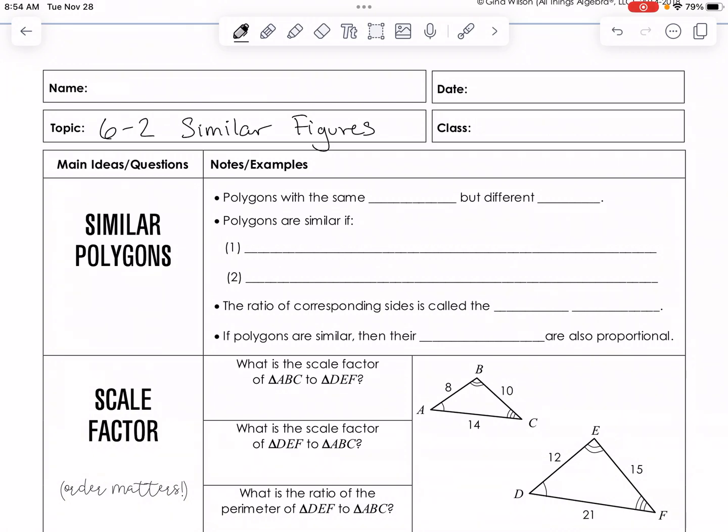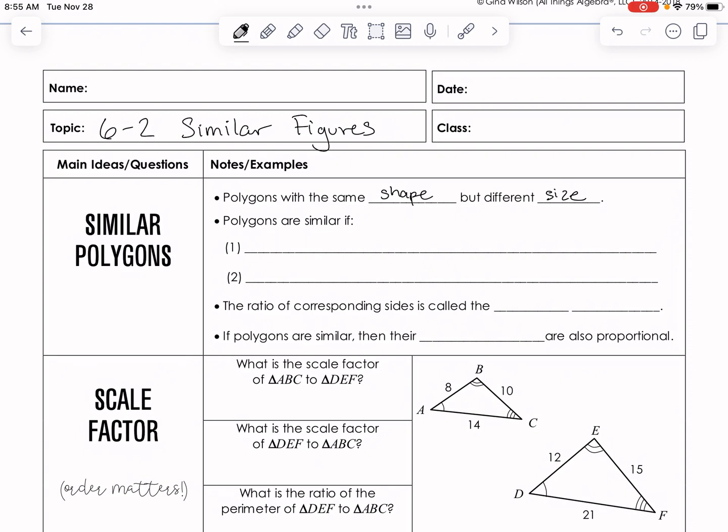All right, these notes are on 6-2, similar figures. So what is a similar figure? It is a polygon with the same shape but different size. Typically we'll see different sizes, but if you see two objects that are exactly the same shape and same size, we would say that those things are also similar. They're just what we call congruent.